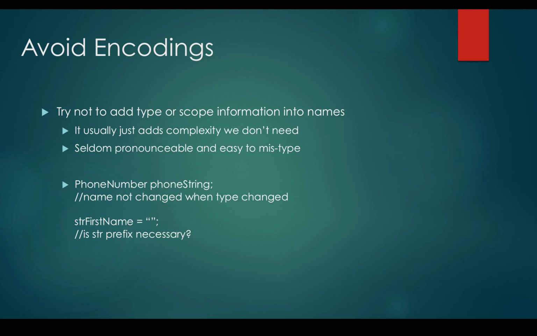Avoid encodings. We're not talking about character encodings here. We're talking about encoding information into names, so type or scope information into names. In general, we want to avoid it because we don't want to have to read a variable or a function and then try to understand some information that's hidden inside of it. So we want to stick with the practices and techniques we've talked about, and avoid encoding additional information into our names. A function will do something, a class is something, a variable is something.